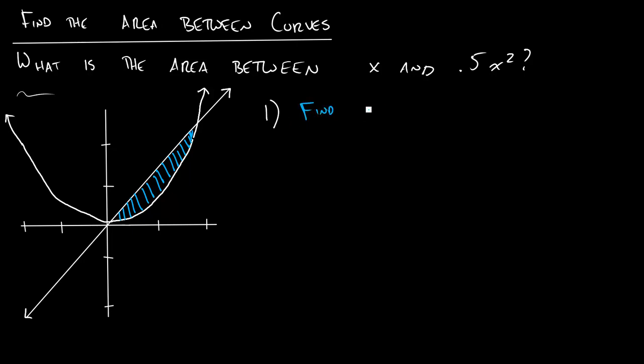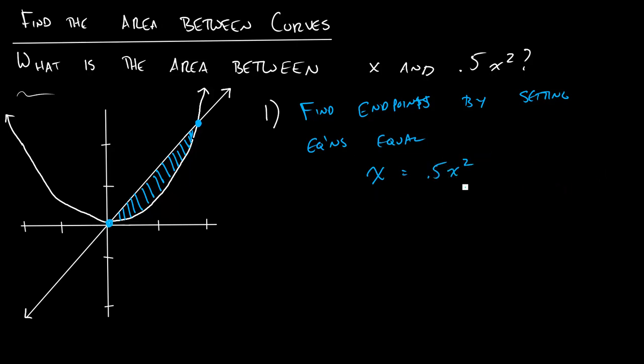All right, and so what I mean by that is there's 2 points where this starts and begins. Right? We want to find the x values for those 2 points. So the way you do that is you set your curves equal to each other. We want to know when the output of x is the same thing as the output of 0.5 x squared. And so with this problem, we'll get x equals 0.5 x squared.